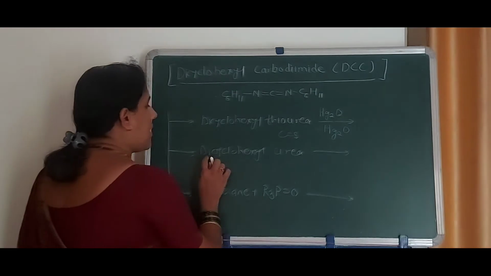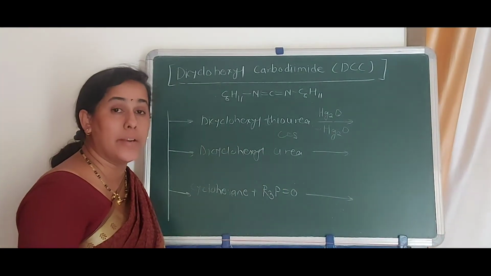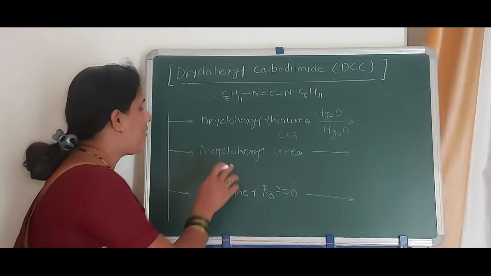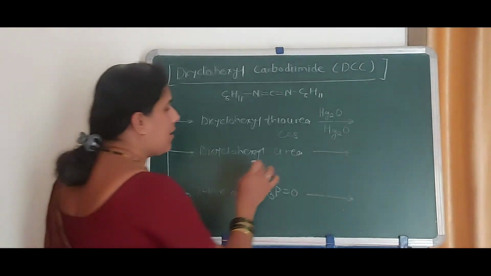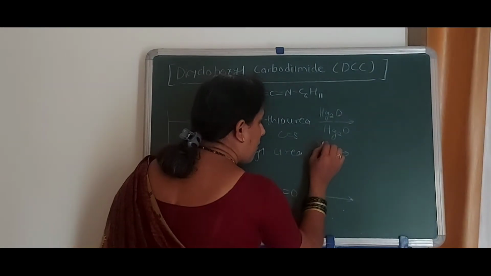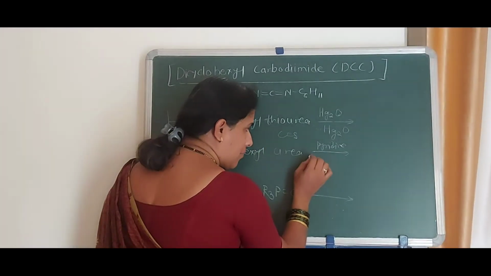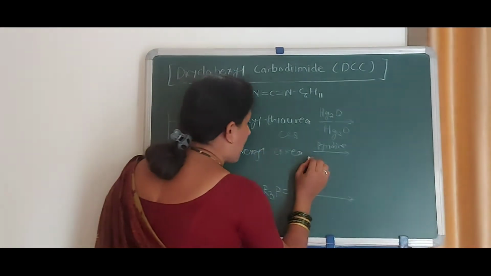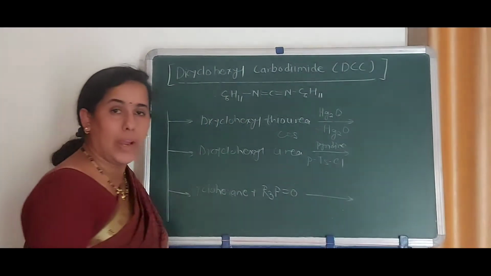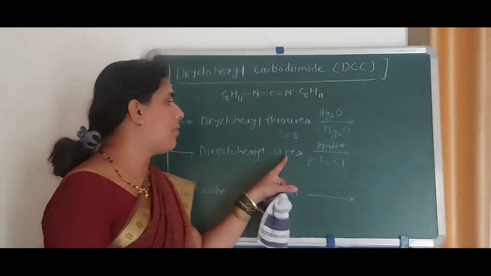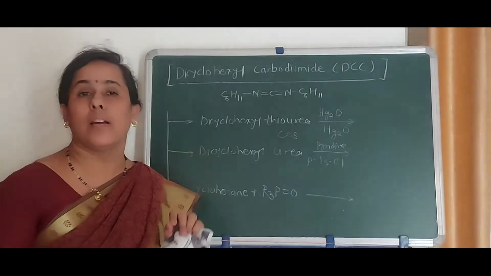In the second method, dicyclohexyl urea, having the formula C double bond O, NH2 twice, where one of the H is replaced by a cyclohexyl group. Here, in the presence of the base pyridine and the reagent para-toluenesulfonyl chloride, it eliminates to form the required product, and this gives rise to DCC.